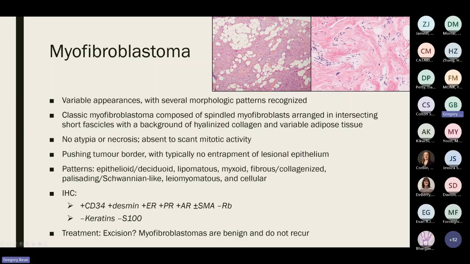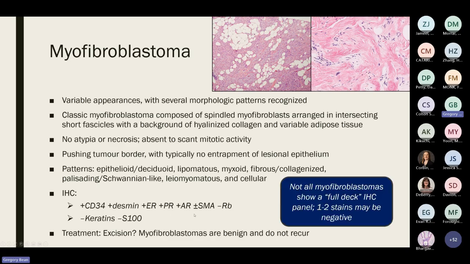Patterns that have been recognized include a lot of them: epithelioid, lipomatous, myxoid, fibrous collagenous, palisading, Schwannian-like, leiomyomatous, cellular. IHC, like I said, usually you have to employ a panel approach that includes CD34, Desmin, ER, RB. It should be negative for keratin and S100.